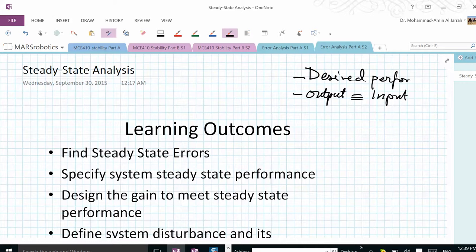Okay, so this is what we want to study, the steady state analysis here, after t equal to ts, ts being the settling time. After t greater than or equal to ts, this is what we define as steady state.